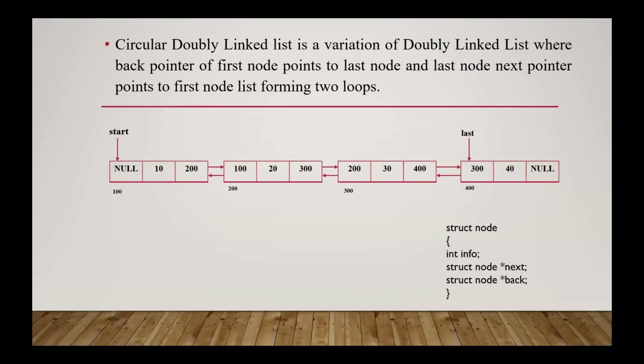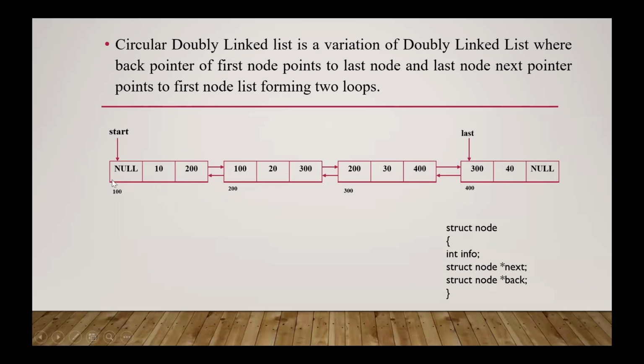So what is a circular double linked list? A circular double linked list is a variation of the double linked list where the back pointer of the first node points to the last node, and the next pointer of the last node points to the first node, making the loops. Two loops here, two loops.